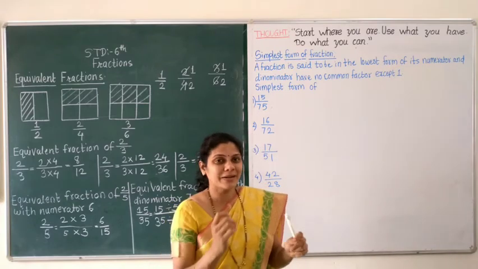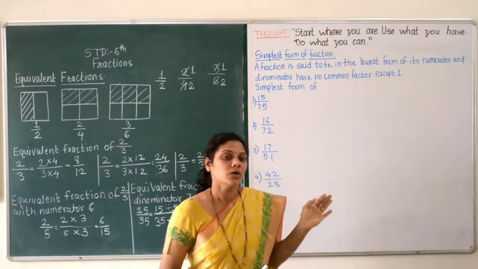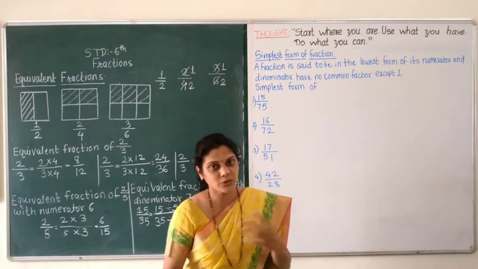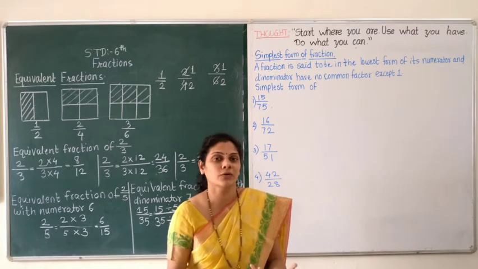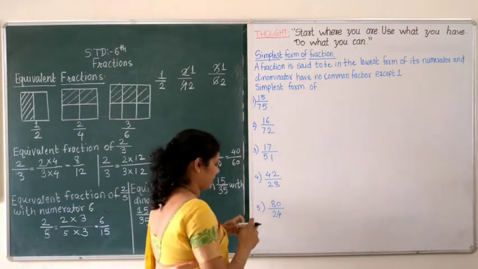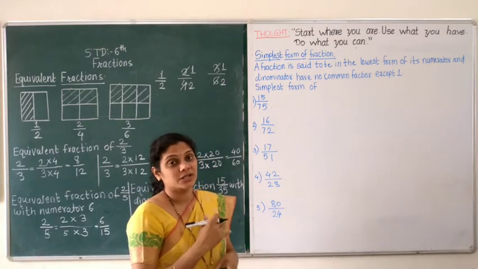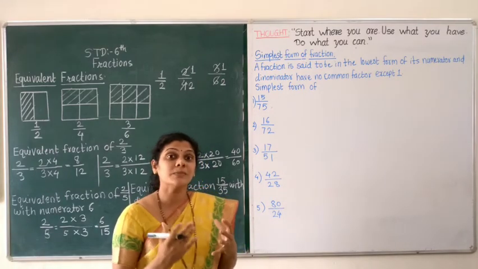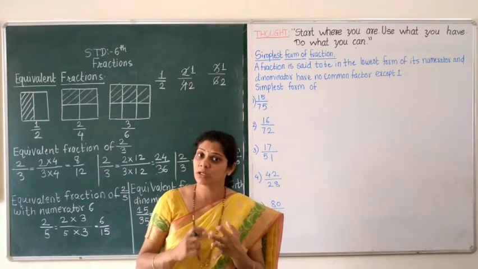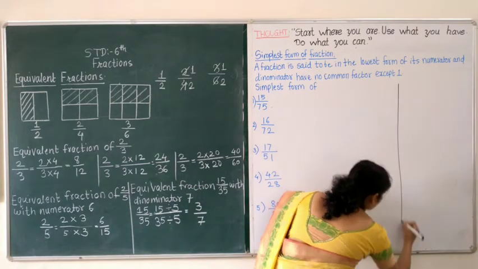Okay, it is a little bit different, a little bit difficult also. So we will start to solve the sum directly. That means you will easily get the idea of how we have to find out the simplest form. Now look at here 15 and 75. Okay, so for that it is necessary that you know the divisibility test of minimum 2, 3, 5, 10. Okay, so here we will study the divisibility test.